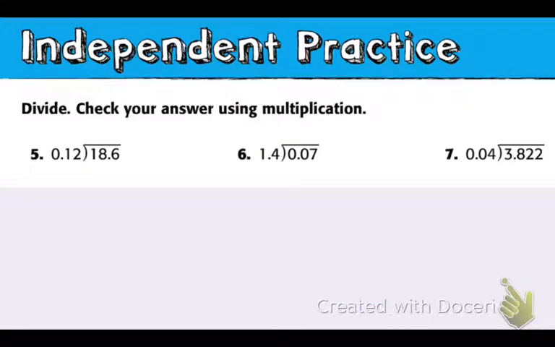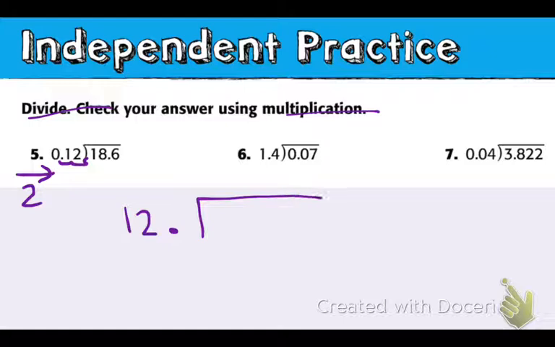All right, independent practice still. Number 5, we're still dividing, checking with multiplication. Step 1, we'll move the decimal in the divisor. I need to move 2 places. 1, 2. So it's now going to say 12. I got to move the decimal 2 places in the dividend. Oh, I better add a 0 so that I can move it 2 places. So it's going to go around the 6, 1, and 2.